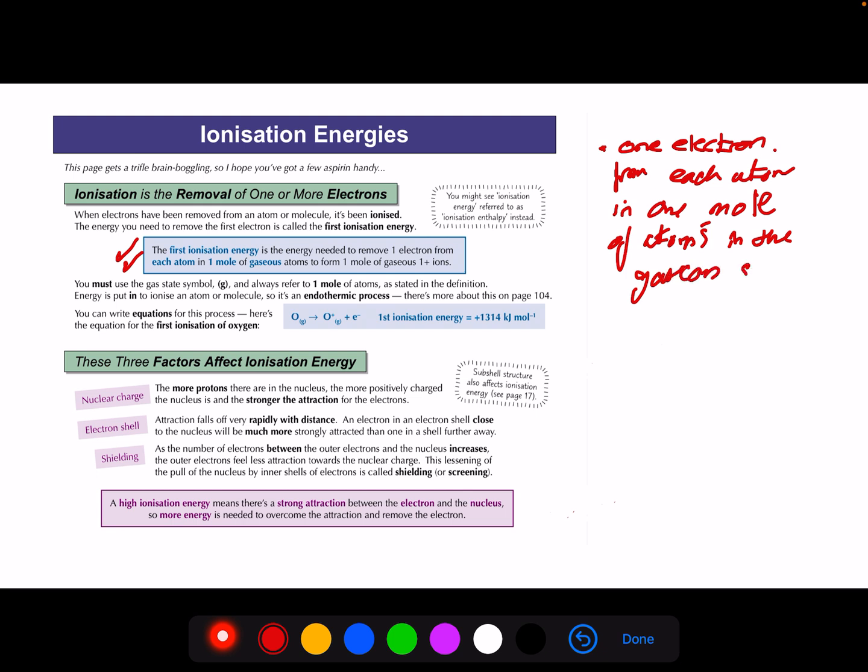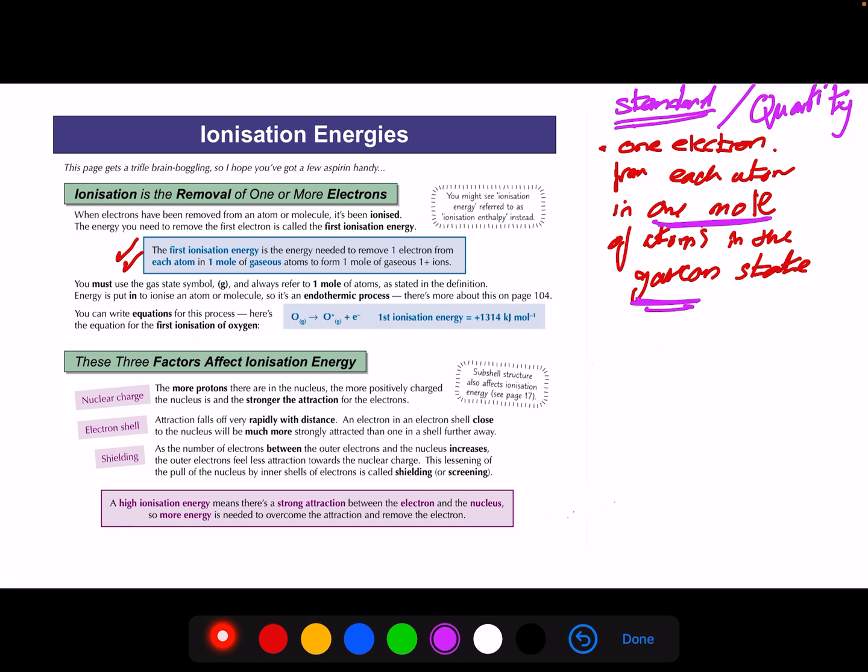So 1 mole of atoms in the gaseous state. And the reason behind this is that in any definition, we need a standard, to standardize things, right? We already have different physical states like gas, solid, liquid. So we need to standardize the state of these atoms at the gaseous state. We need to standardize the quantity as well, right? So the quantity here is you're removing the electrons from 1 mole of the atoms in the gaseous state.